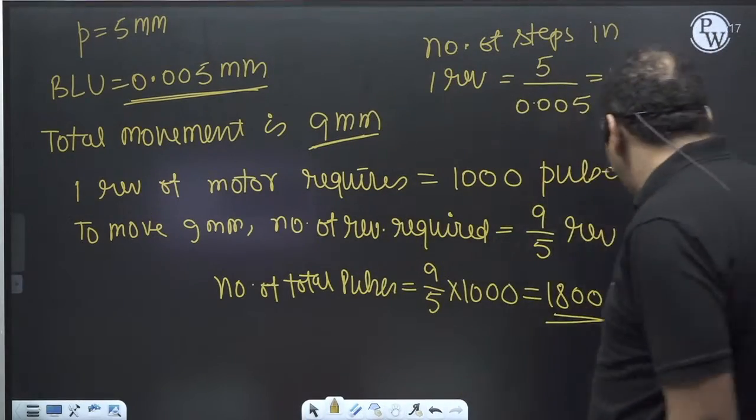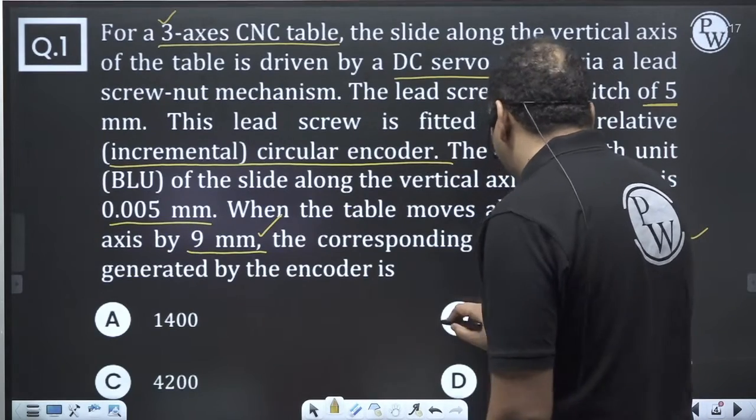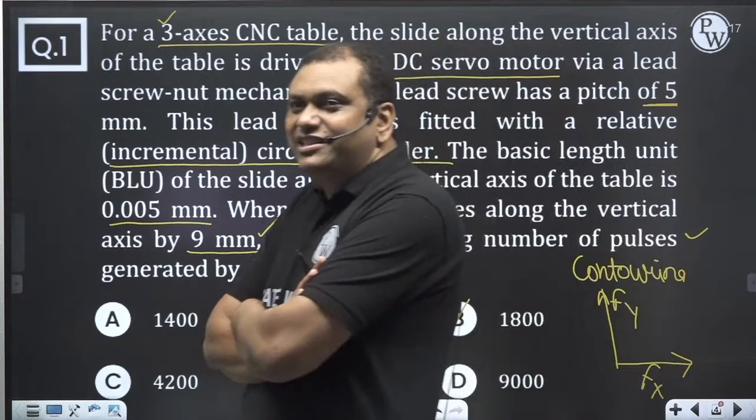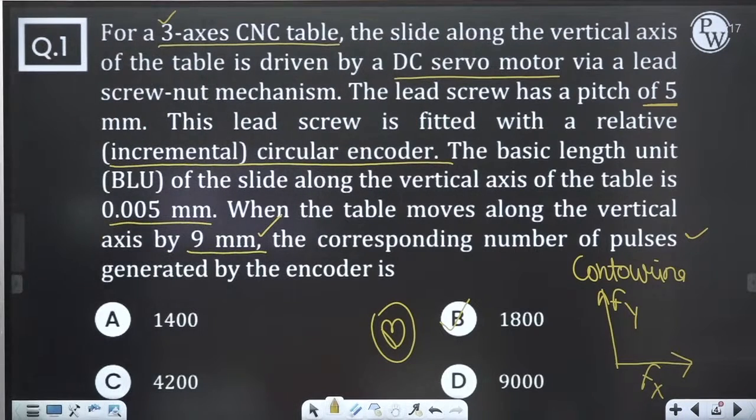So 1800, the answer will be B. So easy. This problem was easy. Very good.